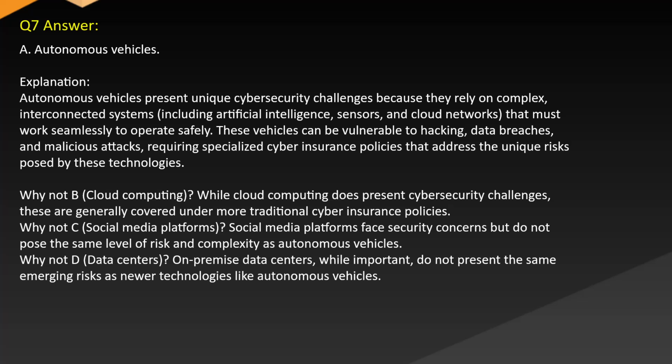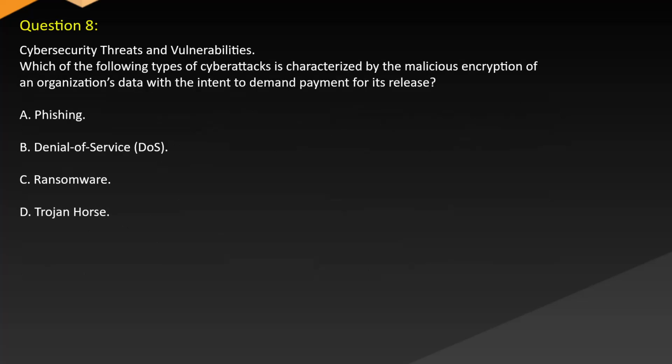Why not B, cloud computing? While cloud computing does present cybersecurity challenges, these are generally covered under more traditional cyber insurance policies. Why not C, social media platforms? Social media platforms face security concerns but do not pose the same level of risk and complexity as autonomous vehicles. Why not D, data centers? On-premise data centers, while important, do not present the same emerging risks as newer technologies like autonomous vehicles. Question 8. Cybersecurity threats and vulnerabilities.